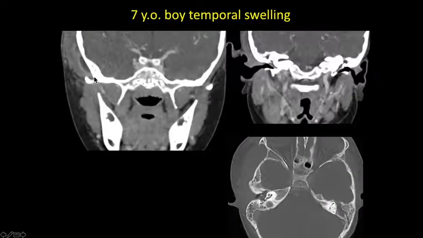Here's a variant of that. A 7-year-old came in with temporal swelling. You can see this subperiosteal abscess along the posterior portion of the temporal bone, and there's swelling of the temporalis muscle overlying it. On the coronal here in the upper right-hand corner, you can see the soft tissue thickening in the roof of the membranous EAC involving the base of the pinna, and they had extensive disease in their otomastoid complexes that was thought to be the source of this.